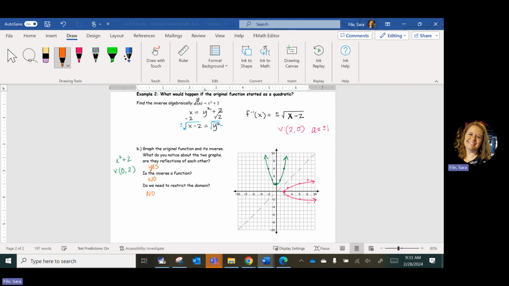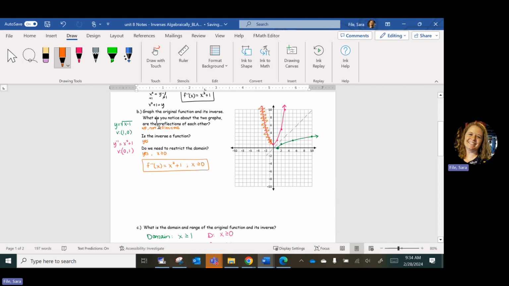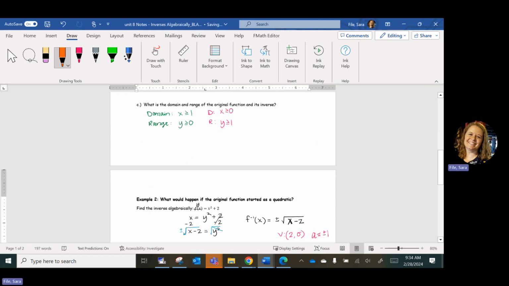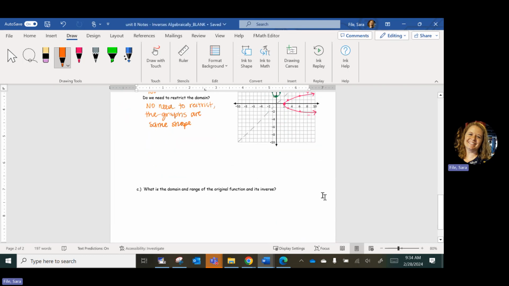Okay, there's no need to restrict because the graphs are the same shape. They actually are reflections of each other. Okay, if you flip back to that previous example, we had to restrict because they were not reflections of each other. They were not the same shape. This one was a full parabola and this one wasn't. Okay, so that's why we had to restrict that one, to get them to be the same shape, to get them to be reflections across the line y equals x. Here, they already are the same shape. They are reflections, so I don't need to restrict it, but I do need to note that it is not a function. Okay, I need to make sure that I understand it is not a function, that inverse.